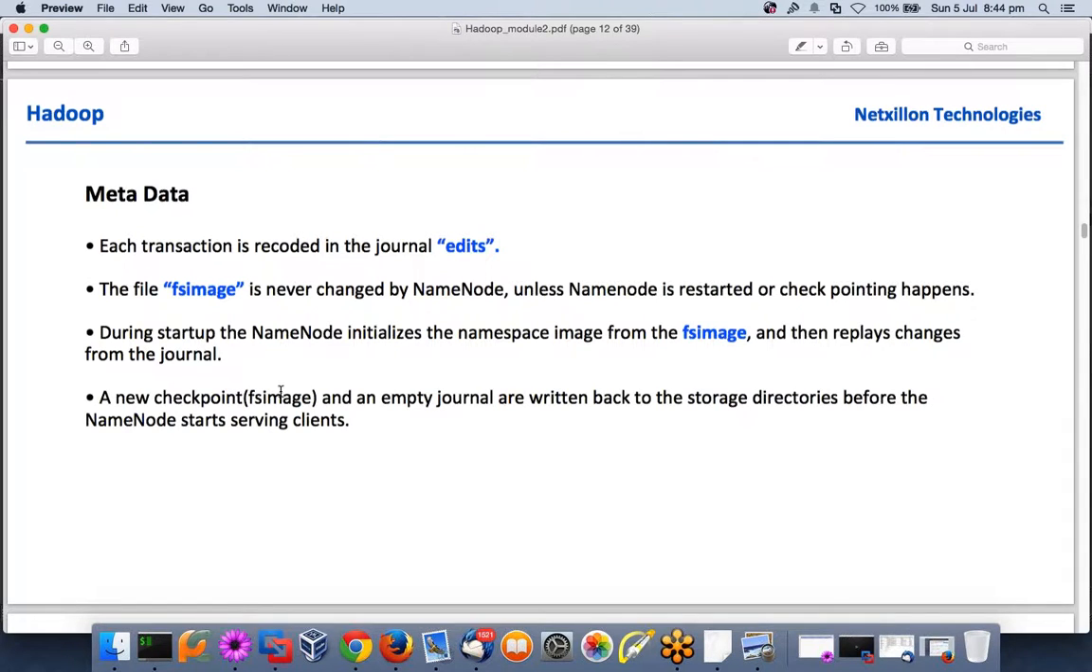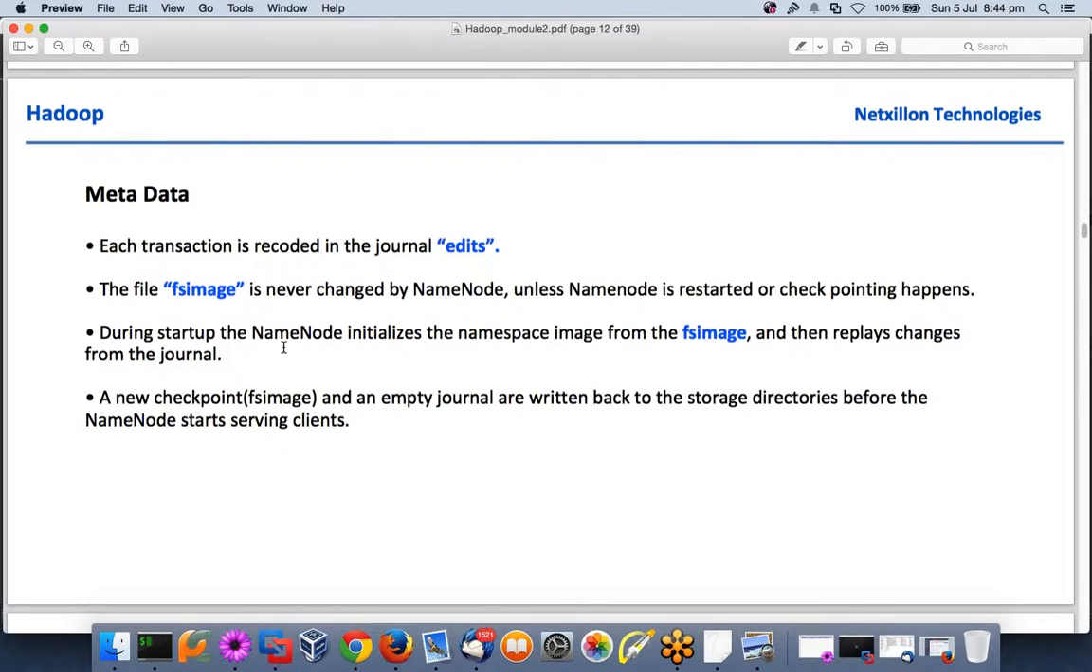So this is what it is saying. Whenever a name node is started, it will read the fs image, read the edits, and commit the edits. Whatever changes are in the edits, maybe a block addition, deletion, file deletion, whatever, it will apply those changes to the fs image, commit it, empty the edit journal, and start with the new fs image.